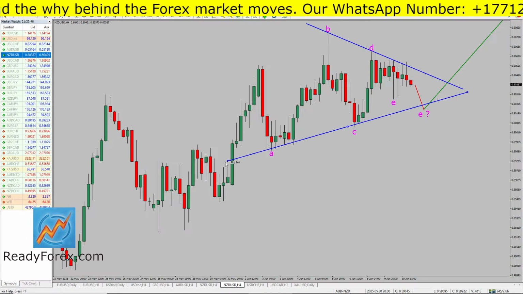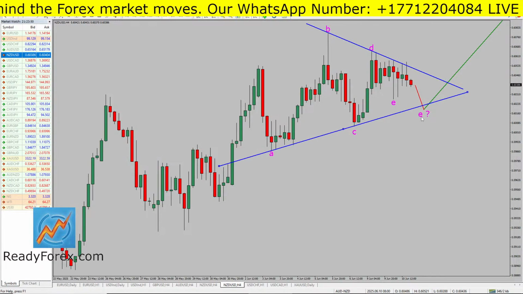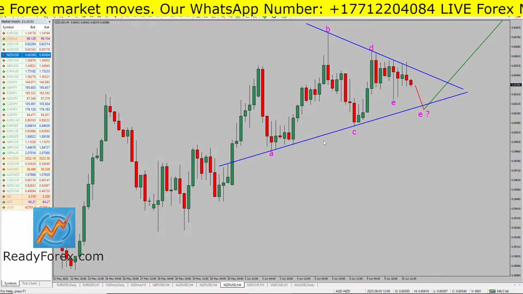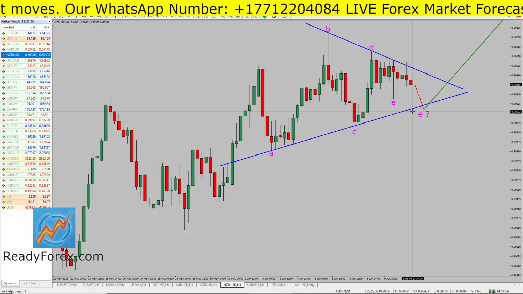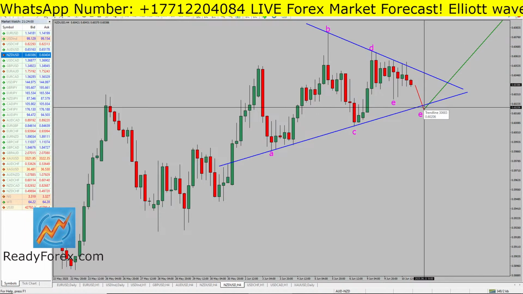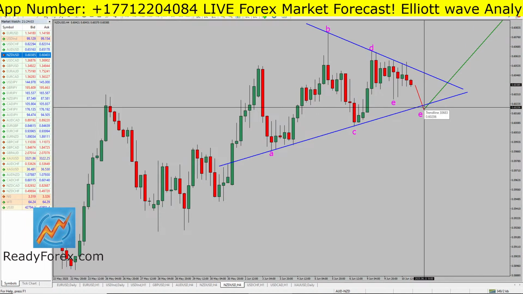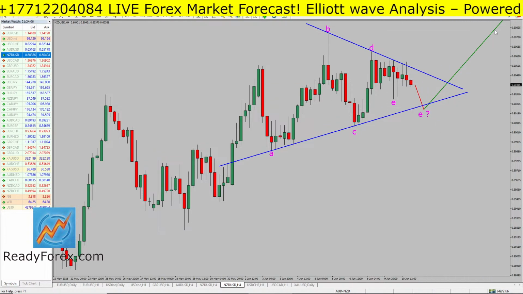Let me test this trend. Okay, so it's quite possible that this is wave A, B, C, D, and maybe market is going to drop a little bit lower to complete bearish wave E. After wave E, expect further bullish price action.